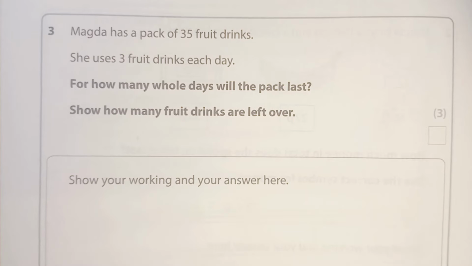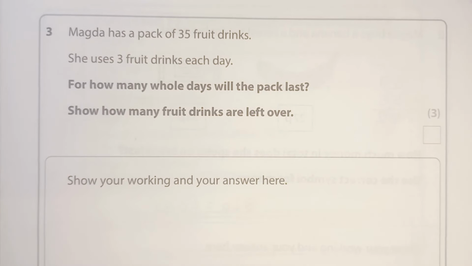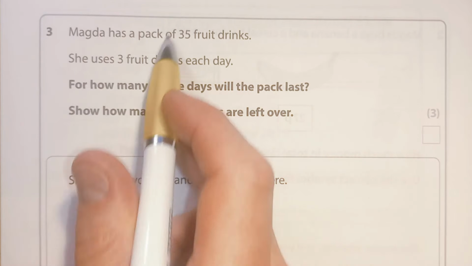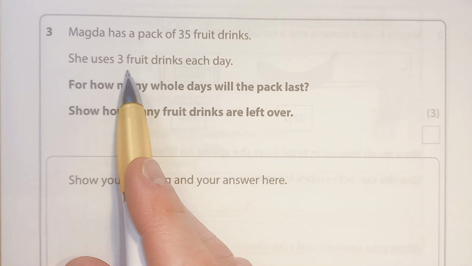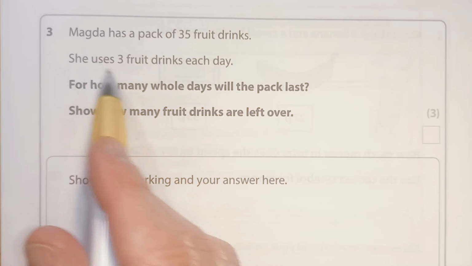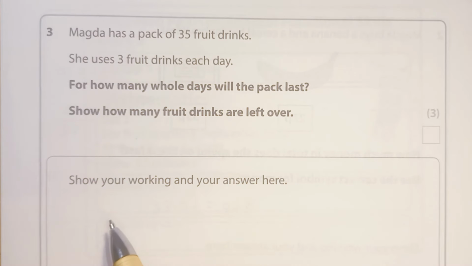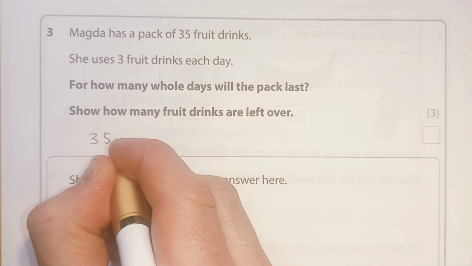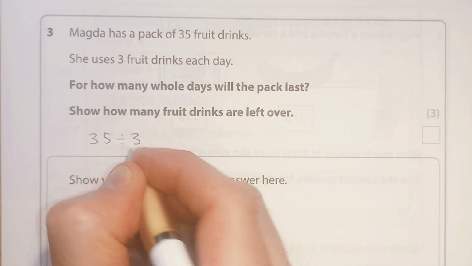Question 3. Magda has a pack of 35 fruit drinks. She uses 3 fruit drinks each day. For how many whole days will the pack last? Show how many fruit drinks are left over. Show your working and your answer here. So we've got 35 fruit drinks. She's using 3 a day. So we want to know how many times this 3 is going to fit into 35. Or in other words, we want the 35 and we're going to divide it into 3s.